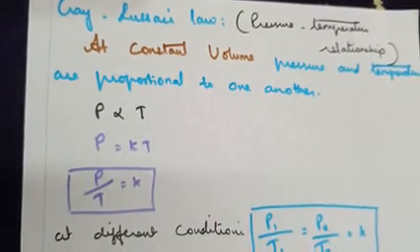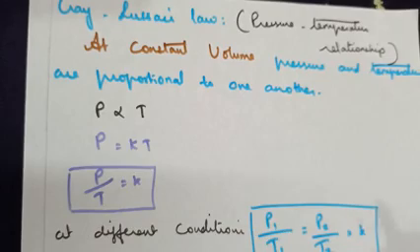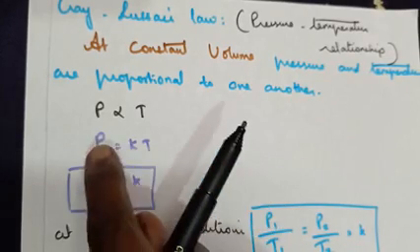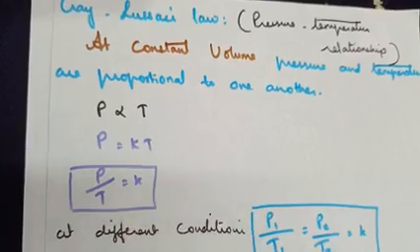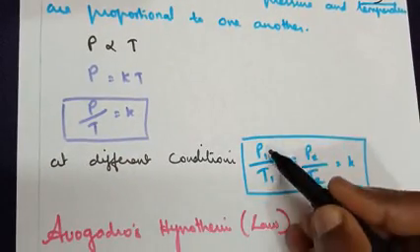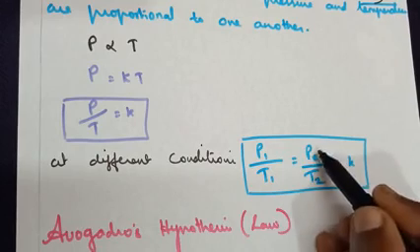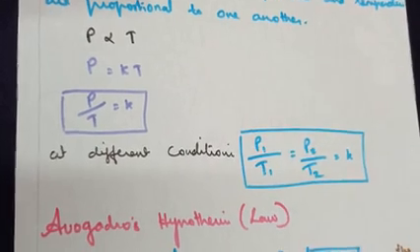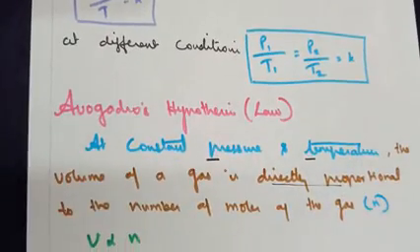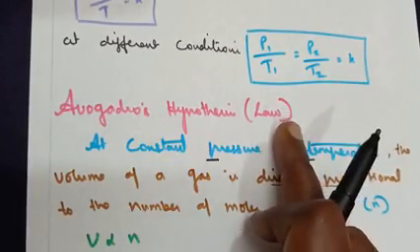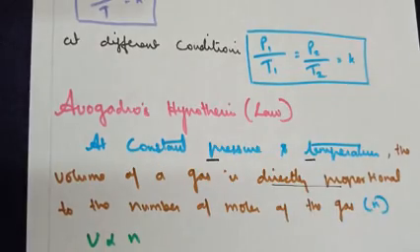P is equal to KT. Here again, to calculate the value of the proportionality constant, P by T is equal to K. So at different conditions, P1 by T1 is equal to P2 by T2 is equal to K here. Moving on to the last one, that is Avogadro's law or Avogadro's hypothesis.